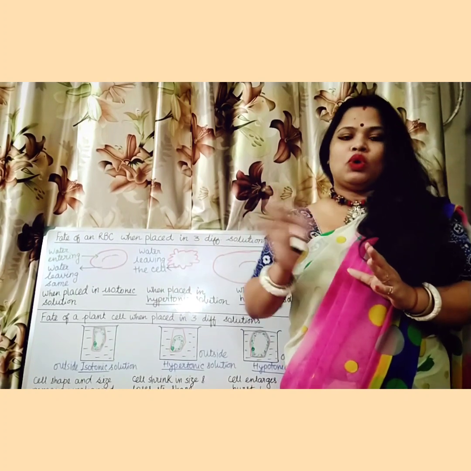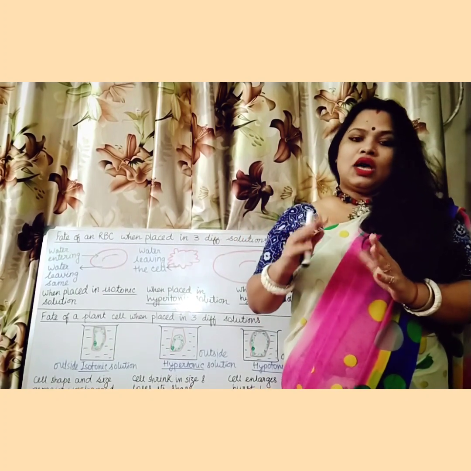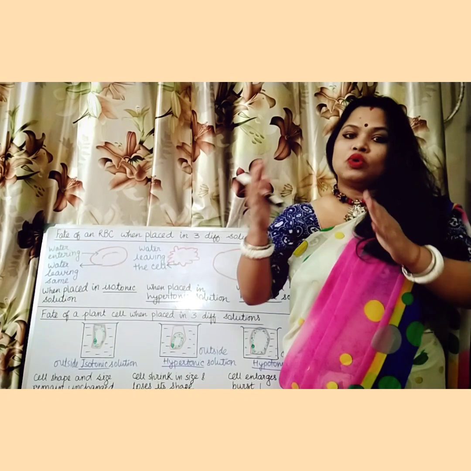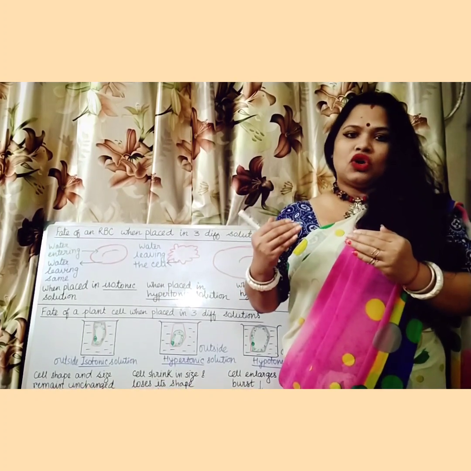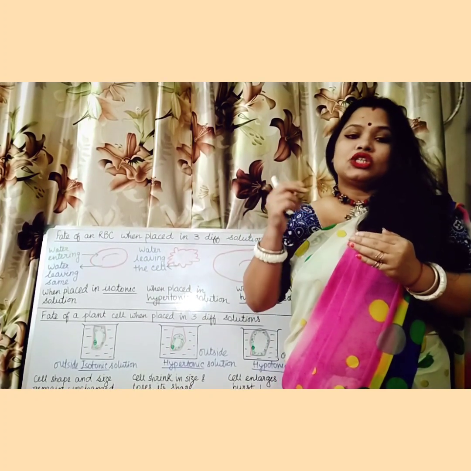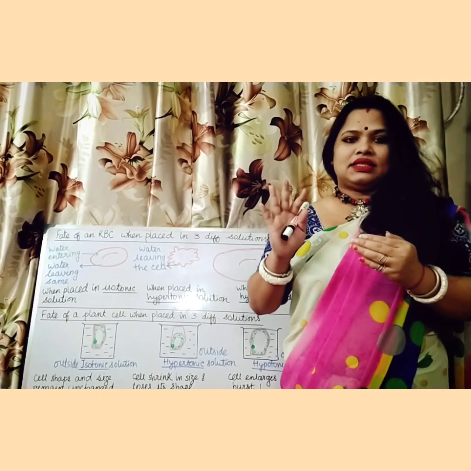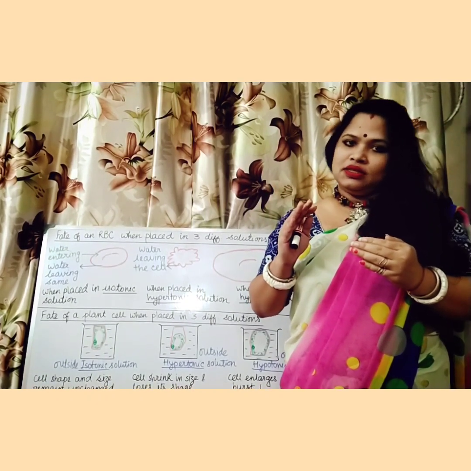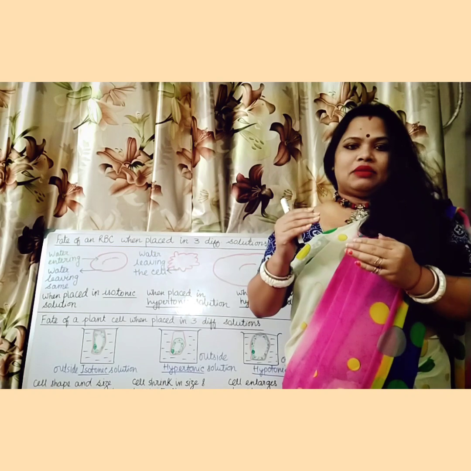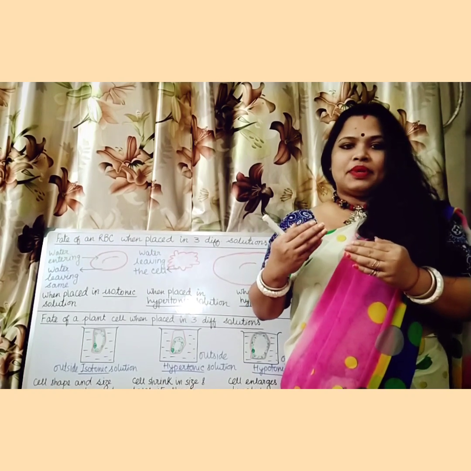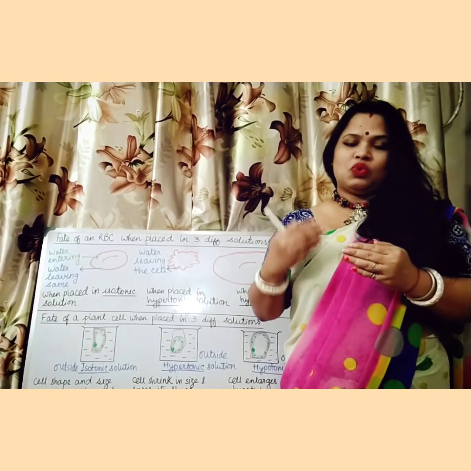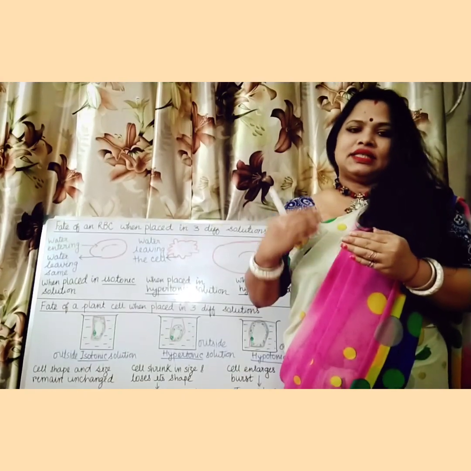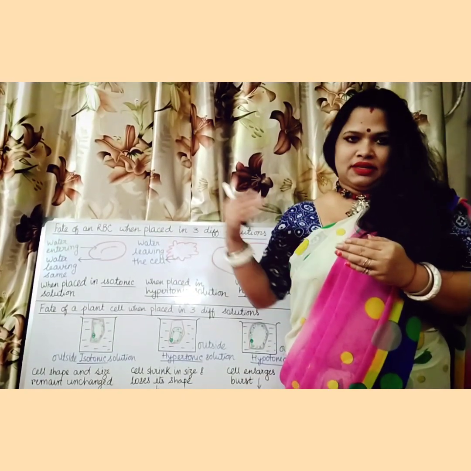Next is isotonic. Iso means same, equal on both sides. So if the solution present outside the cell is isotonic, the solute concentration is the same on both sides. Now look at the board to see what will happen with these two types of cells. One is an animal cell, RBC, and the second is a plant cell.